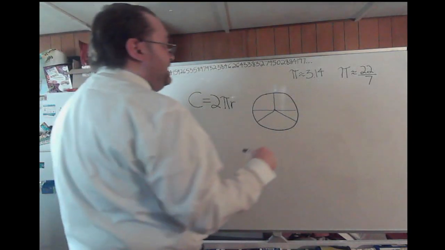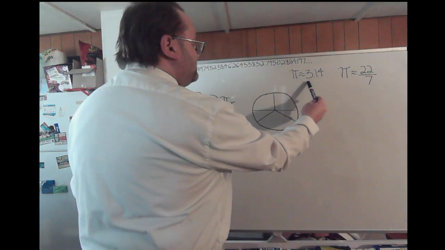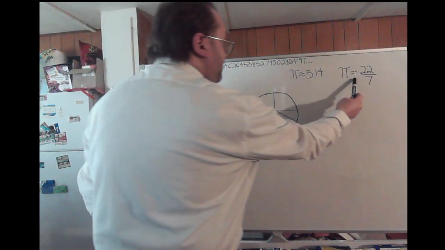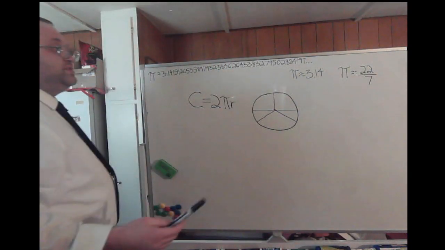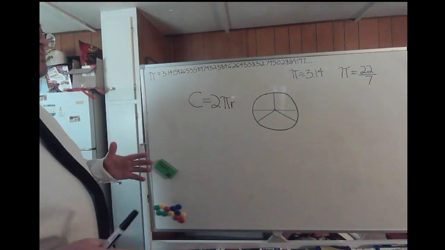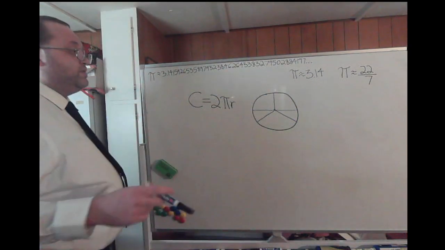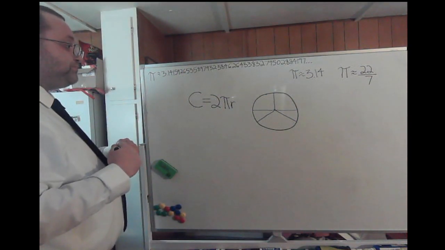So it's agreed that pi is approximately equal to 3.14, or it's approximately equal to 22/7. You may see either one used to represent pi. More often than not, it's 3.14. That's the value of pi.